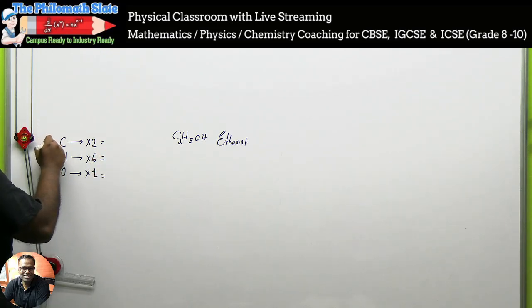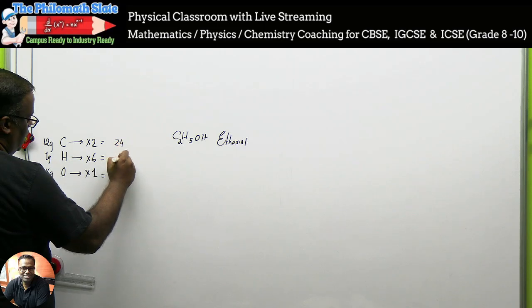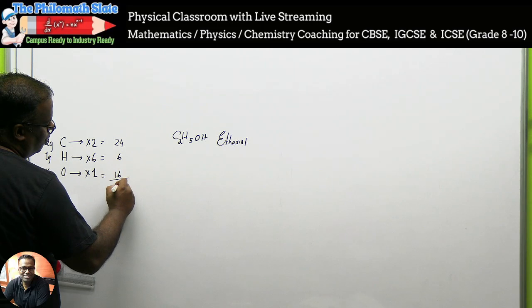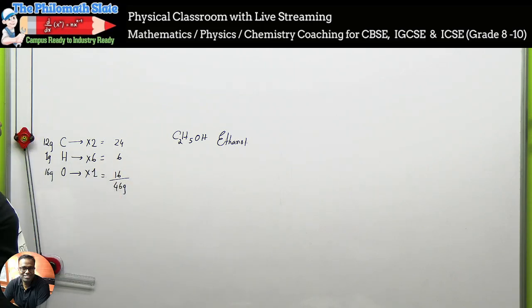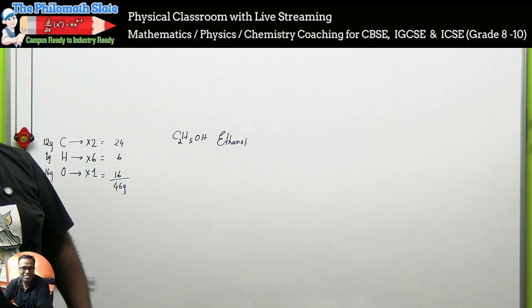Carbon is 12 grams. Very good. Hydrogen is 1 gram and oxygen is 16 gram. 12 twos are 24, 6 and 16, 22, 22 and 4, 46 grams. 46 grams of ethanol.